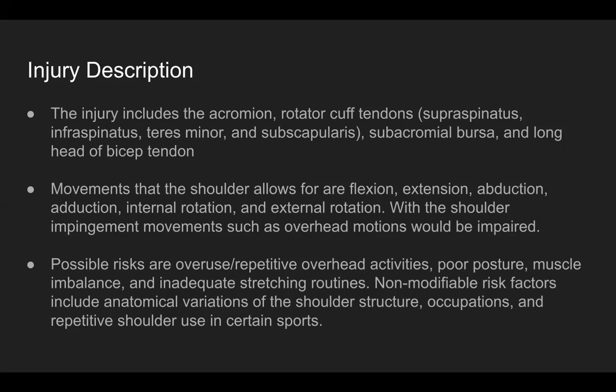So possible risks with shoulder impingement are overuse, repetitive overhead activities, poor posture, muscle imbalances, inadequate stretching routines, and non-modifiable risk factors, including anatomical variations of the shoulder structure, occupations, and repetitive shoulder use in certain sports.